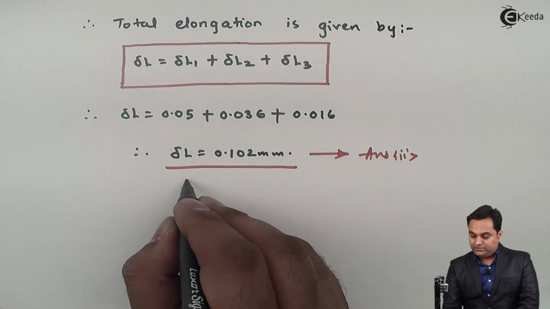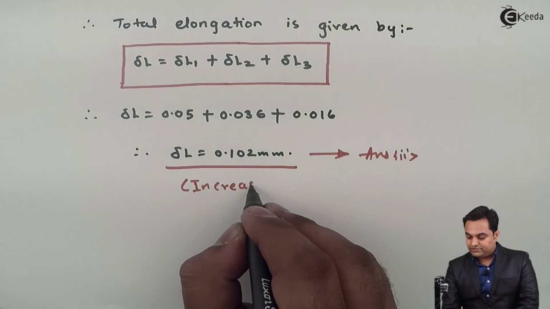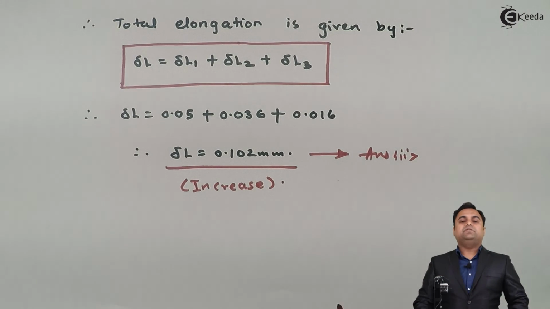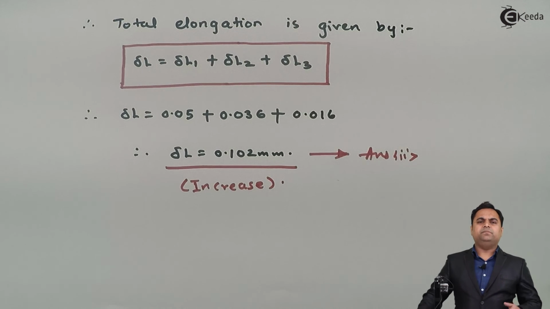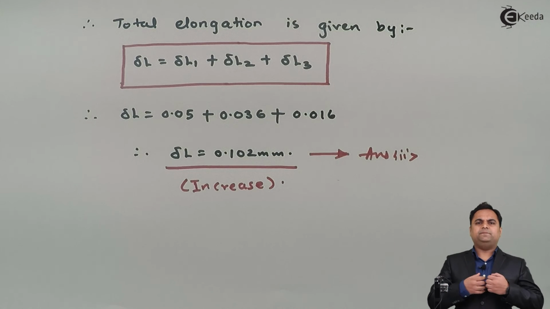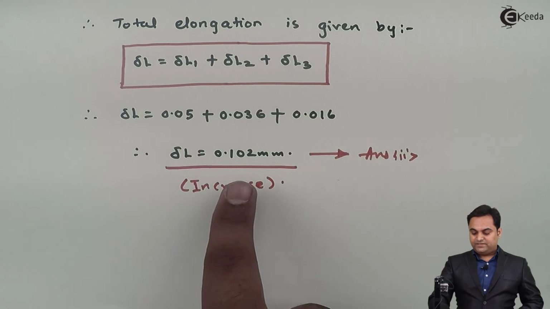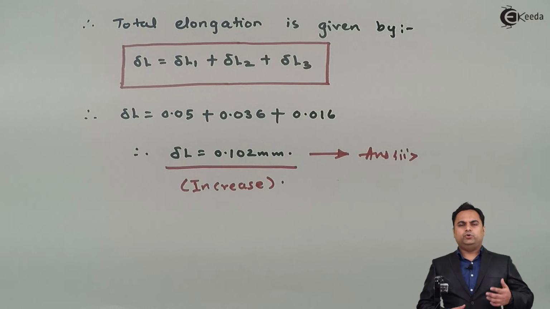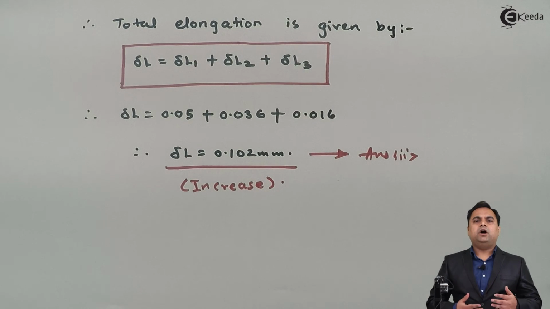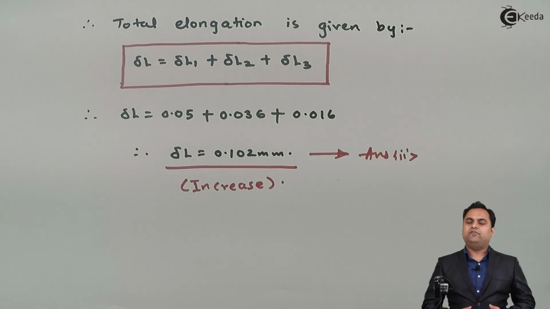And for total elongation, here there is an increase of length of the bar because this answer is positive. If this answer would have been negative, it means that the bar is compressed and the length is reduced. But here in this case, since the stepped bar is pulled, the length of the bar would be increasing by 0.102 mm. So in this video we have seen how to calculate the maximum axial pull and deflection of a stepped bar.